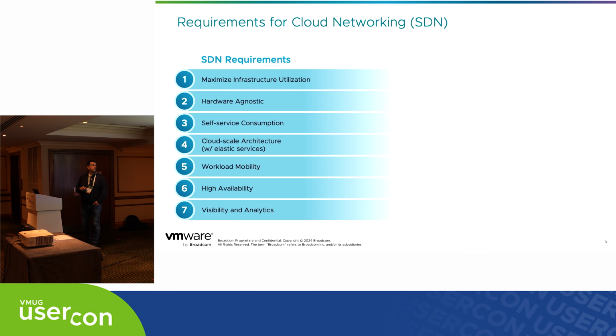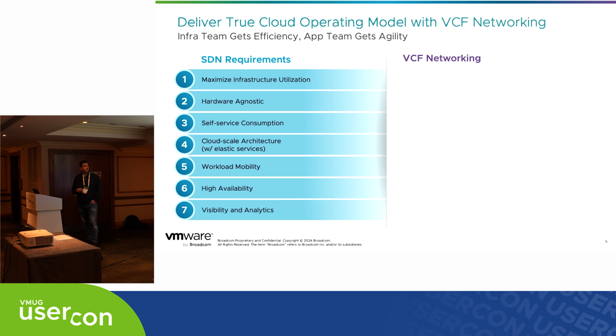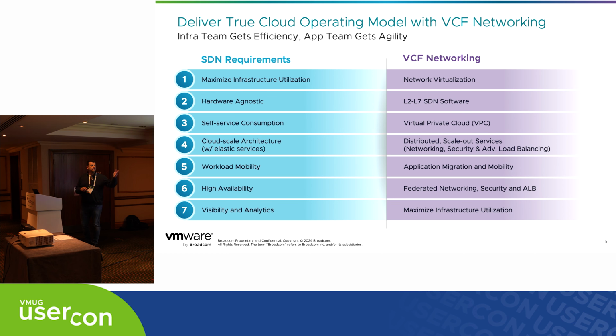So just some of the key requirements around SDN, and where VCF networking maps into that. It is about providing that network virtualization layer, layer 2 to layer 7 services, virtual private clouds, and using the distributed functions around the networking, the security, the routing, and then adding in things like the advanced load balancer, or the AVI product, as it's now been renamed back to. And then things like federating networks and providing security across a location or across multiple locations.